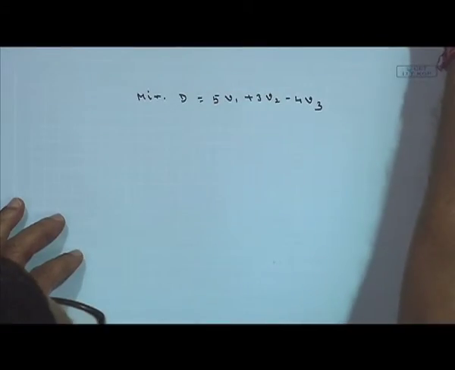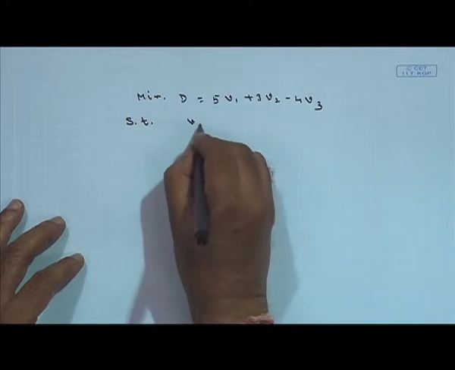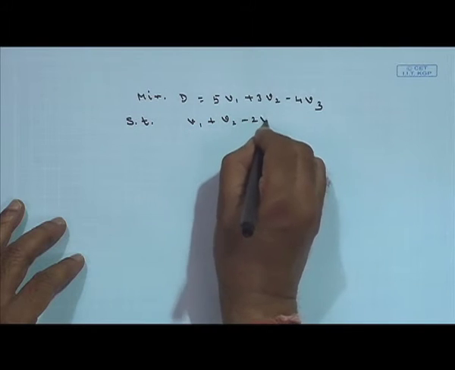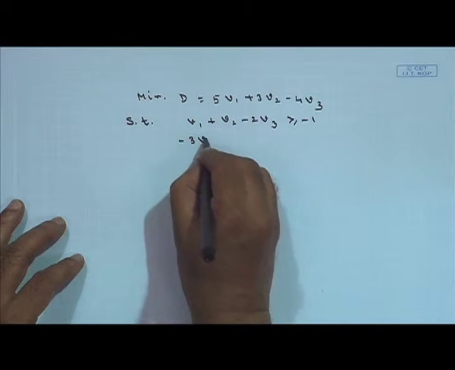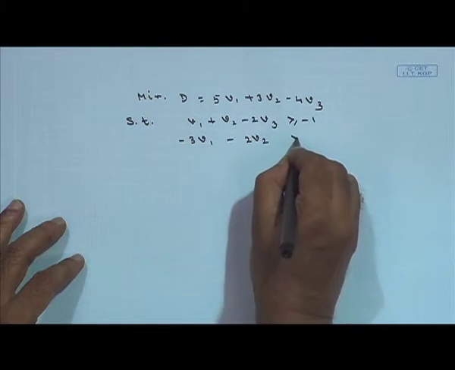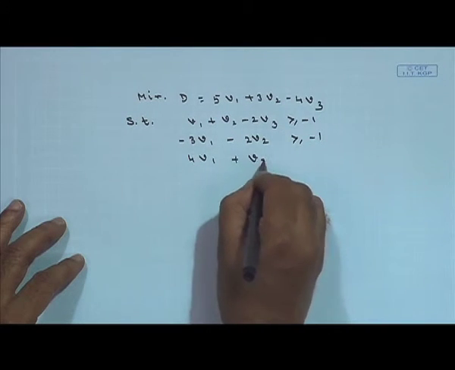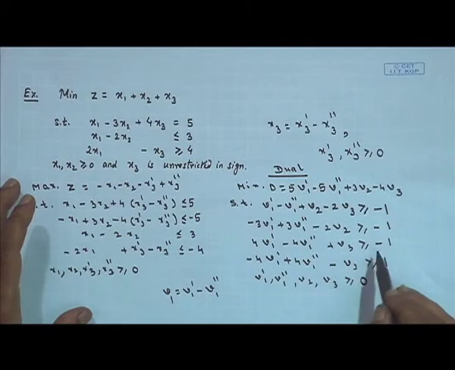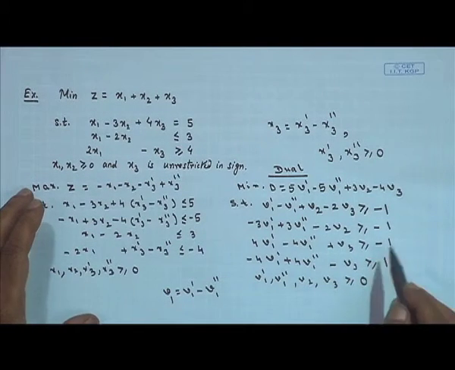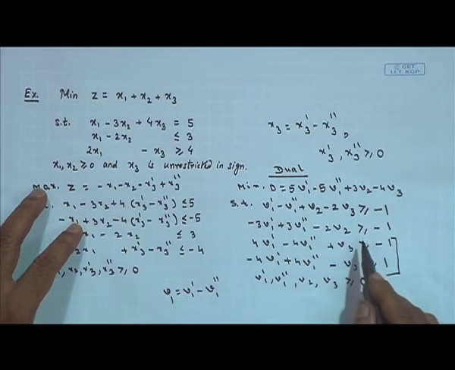So, here I will obtain 5 v1 plus 3 v2 minus 4 v3, subject to v1 plus v2 minus 2 v3 greater than or equal to minus 1, minus 3 v1 minus 2 v2 greater than or equal to minus 1, 4 v1 plus v3 greater than or equal to minus 1 and 4 v1 minus v3 greater than or equal to 1. If you now see this one, these two are greater than or equal type. So, I can make one of them less than or equal.